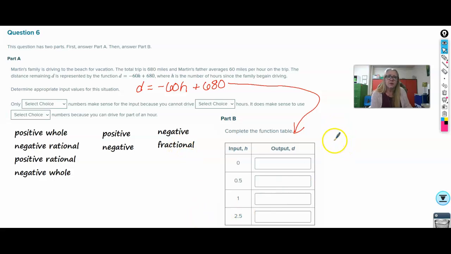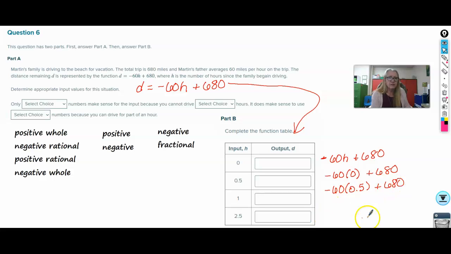All right, so with these drop-down boxes, it's really helpful to read the whole thing and just leave blanks first and then go back and see what goes in them. Now here you're using the expression negative 60h plus 680 to fill these in. So the first input is 0, so you would do negative 60 times 0 plus 680, just like we did in the previous problems. For the second one, you would put negative 60 times 0.5, that's a half an hour, plus 680, and so on and so forth.